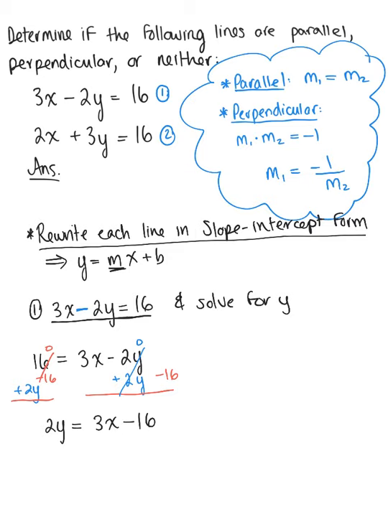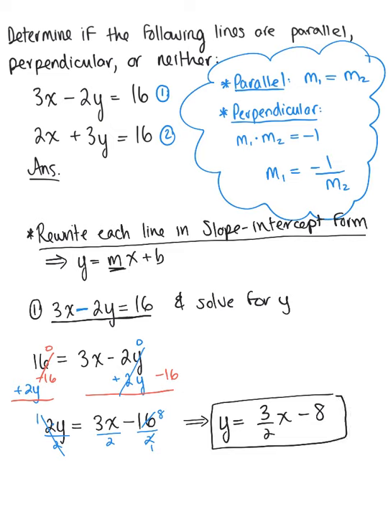Then to isolate y here, we'll divide both sides of our equation by 2. So we have some nice simplification. We have 2 divided by 2 is 1. We can even see here as well that 2 goes into 16 8 times. So this leaves us with a simplified form of the line, or the slope-intercept form. y is equal to 3/2 x minus 8. So this is line number 1, and it has a slope of 3/2.